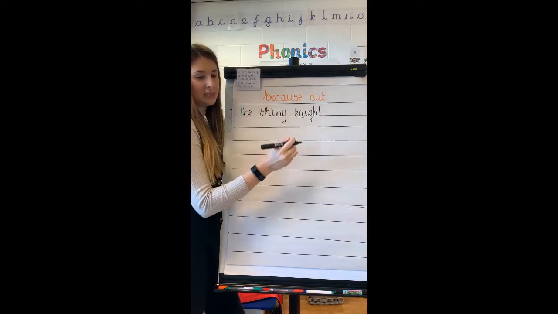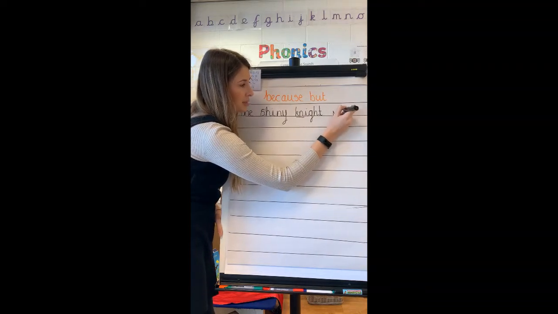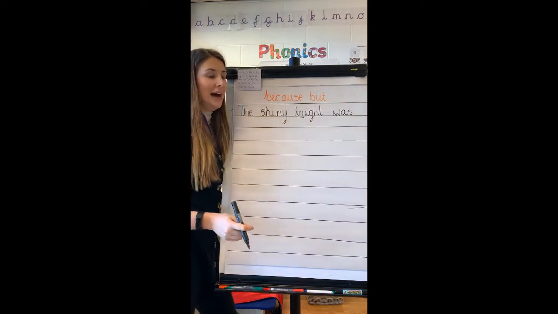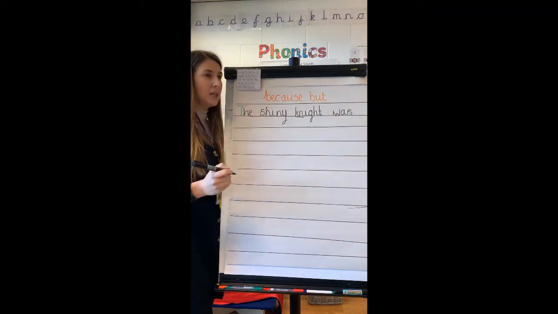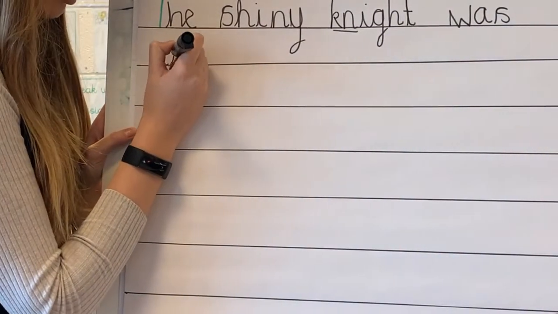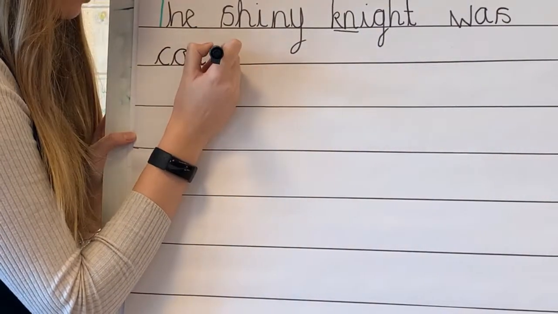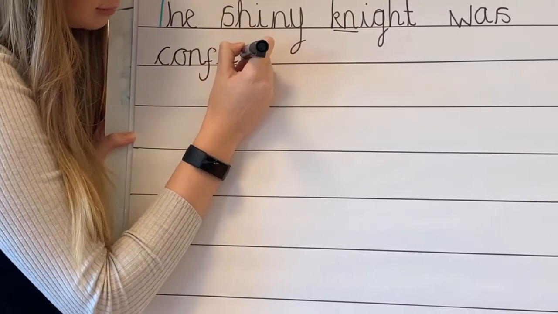The shiny knight was confused. Was one of our red words. Where's the tricky part in was? That's right, it's the ah. The shiny knight was confused. Now that's a long word, so I'm going to break it into two parts to spell it. Con, k, o, confused. Ew, split digraph.